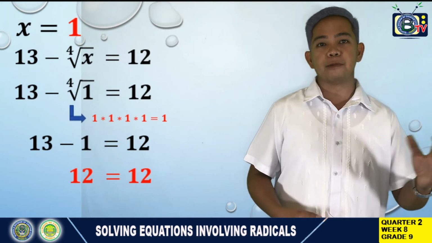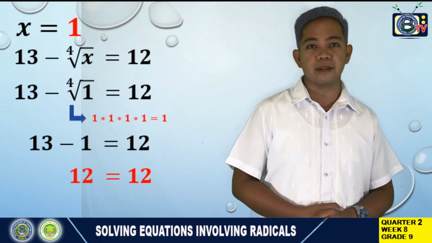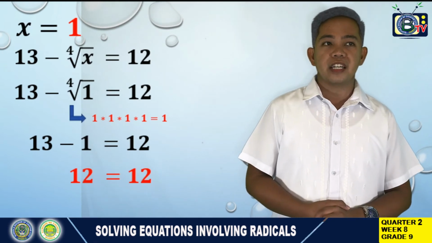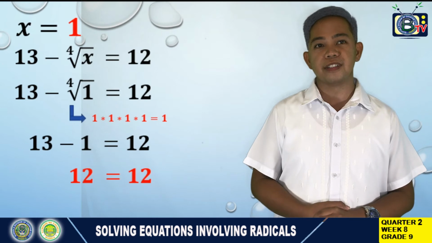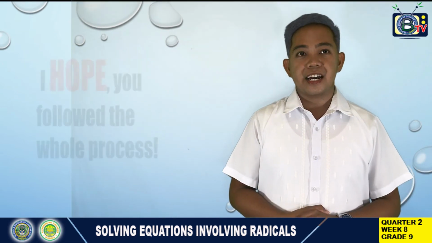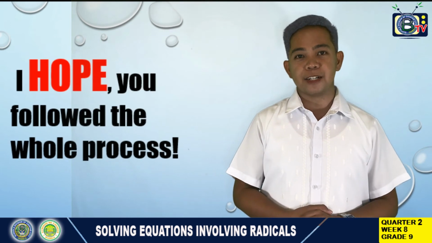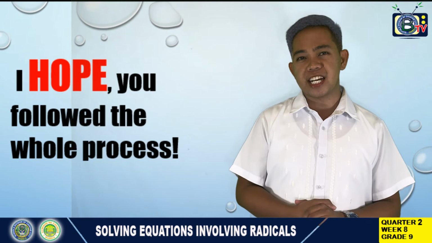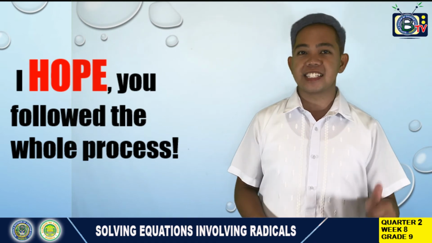Simplify, we have 12 is equal to positive 12. This means that the computed value of x is a solution of the equation. Therefore, our answer is correct. I hope you followed the process of solving equations with radicals. For deep understanding, let's have the last example.